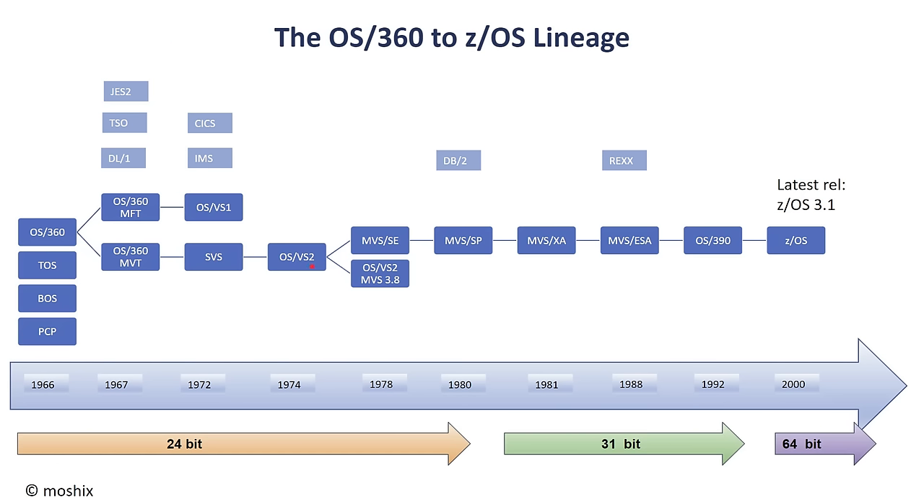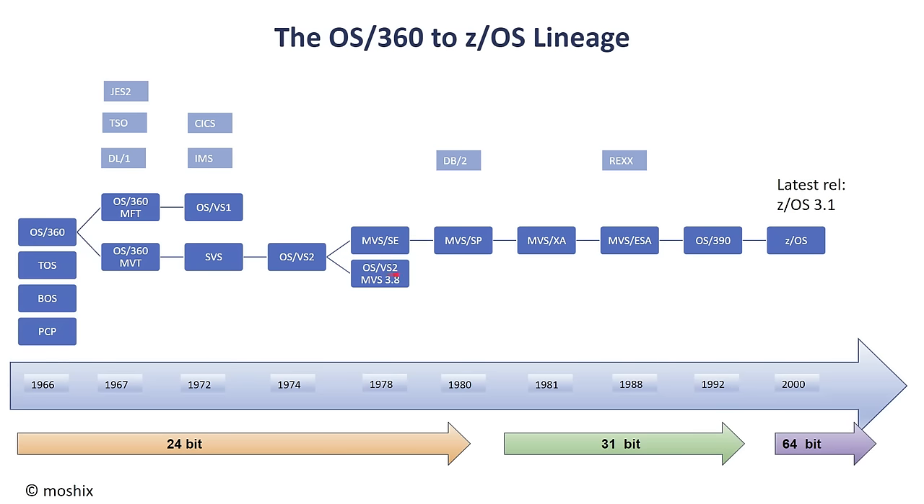So from SVS, IBM then introduced OS VS2 in 1974, which is a far more direct ancestor of the MVS 3.8 that we use freely within the IBM enthusiast community, because that's still open source. OS VS2 was just SVS with multiple address spaces, so you could now run several address spaces, each having a full view of 16 megabytes of memory because of 24-bit addressing.